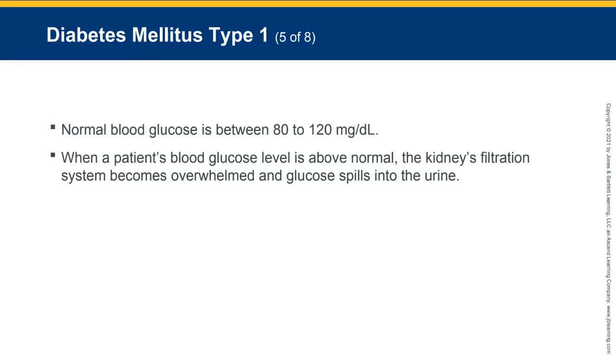For your exam questions, you will not see a blood sugar in millimoles. It will always be in milligrams. For your practicals, I will not give you a blood sugar in millimoles, or no instructor will give you a blood sugar in millimoles. It's always going to be in milligrams based on the curriculum that we're using. When a patient's blood glucose level is above normal, the kidney's filtration system becomes overwhelmed and glucose spills into the urine.